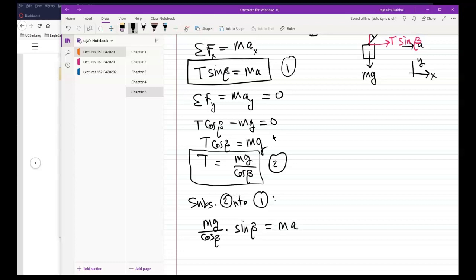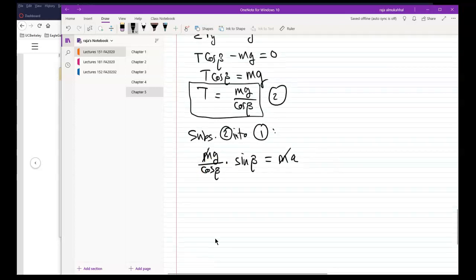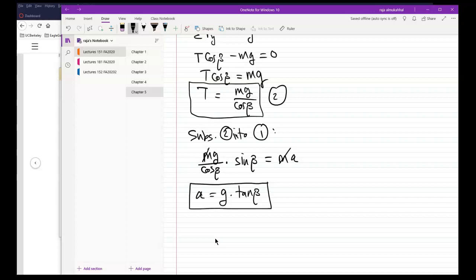Okay? The masses cancel out. And as you know, sine beta over cosine beta is tangent beta. So therefore, A is equal to G times tangent beta. And there we go. In other words, the mass cancels out, and that's basically an expression for the acceleration.